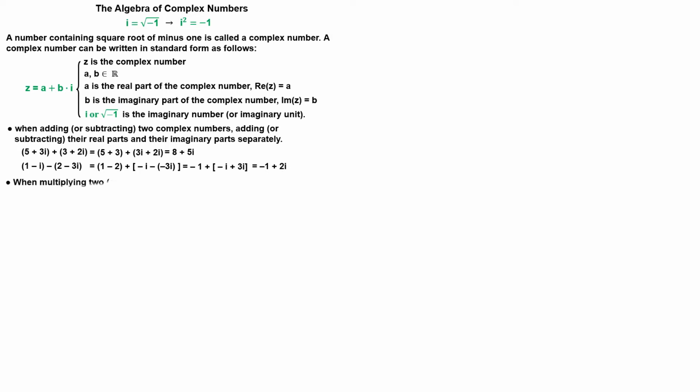When multiplying two or more complex numbers, we complete the operation as we would with normal algebra. Pay attention. Multiply complex numbers like binomials, expanding the brackets and collecting like terms. Replace i squared with -1.